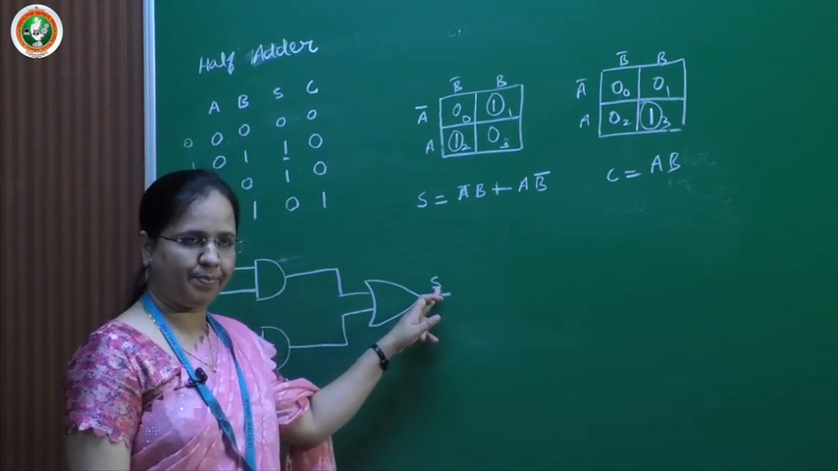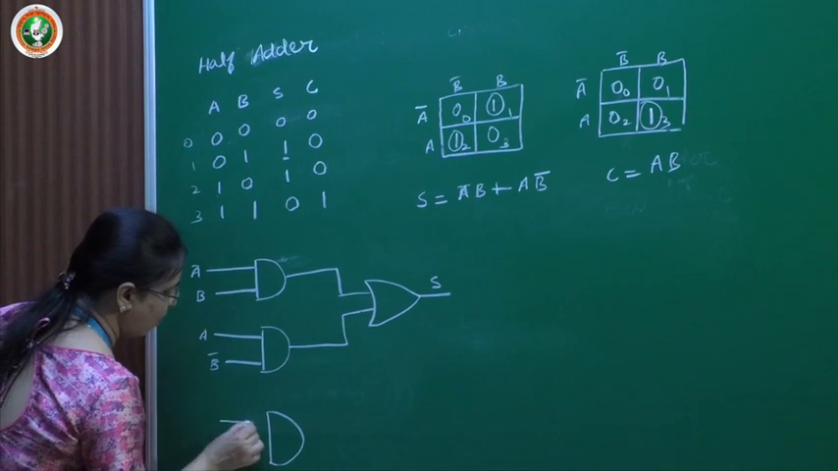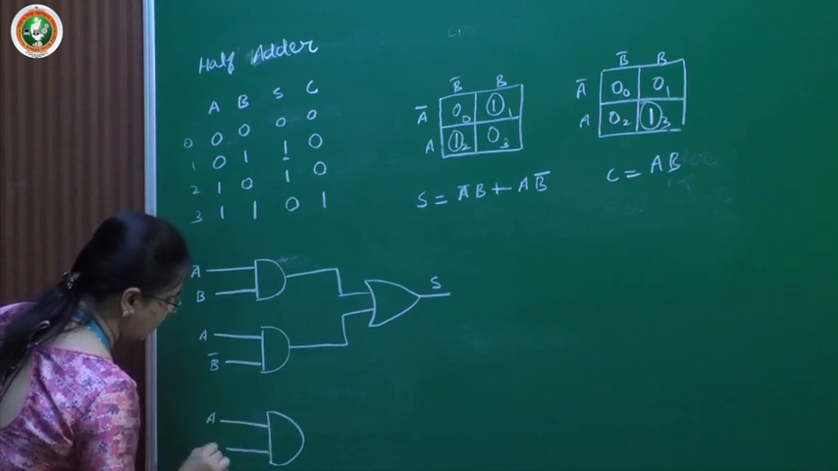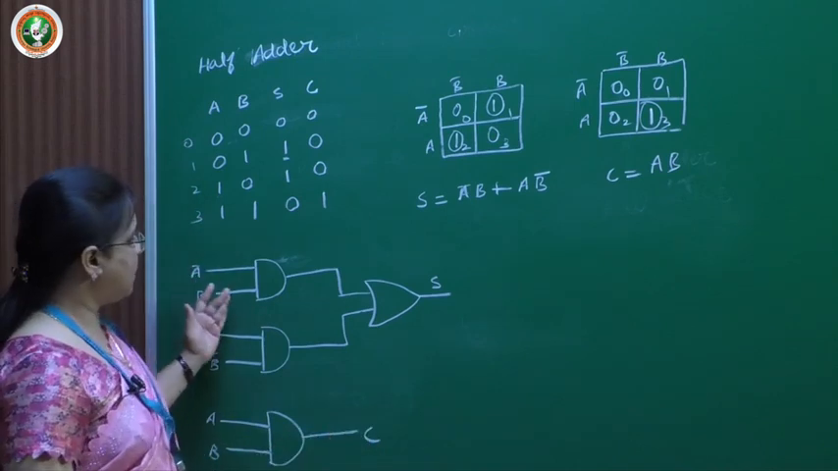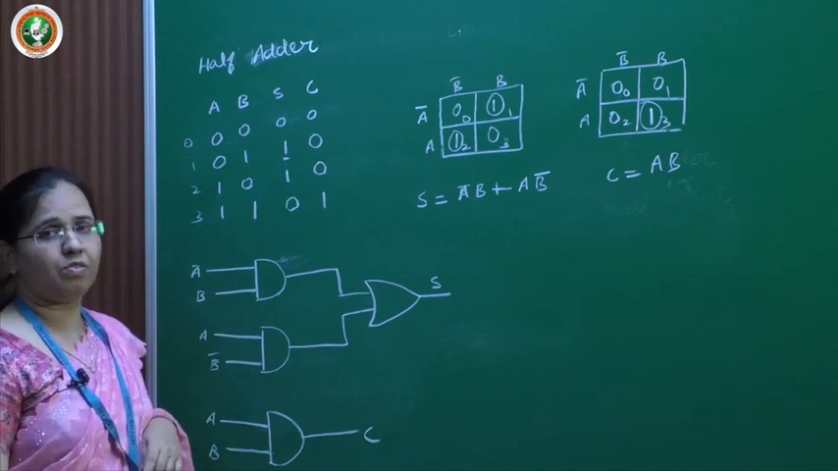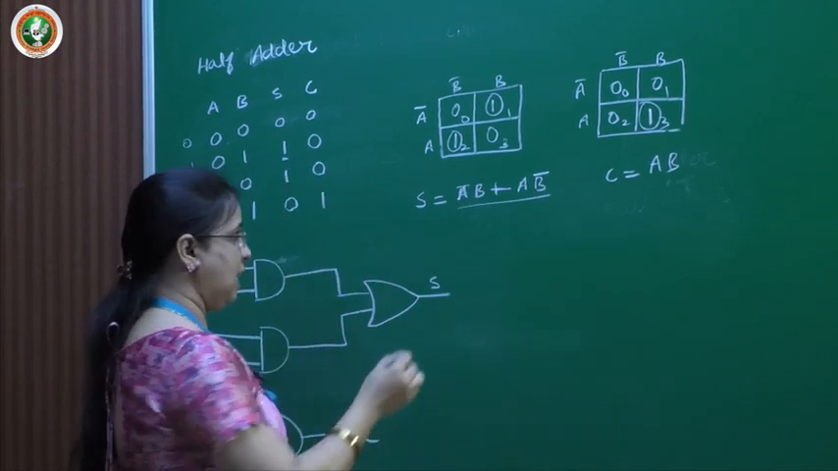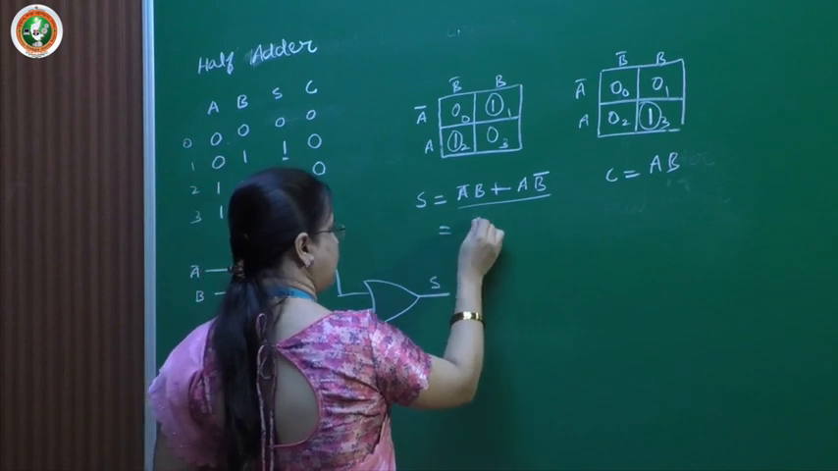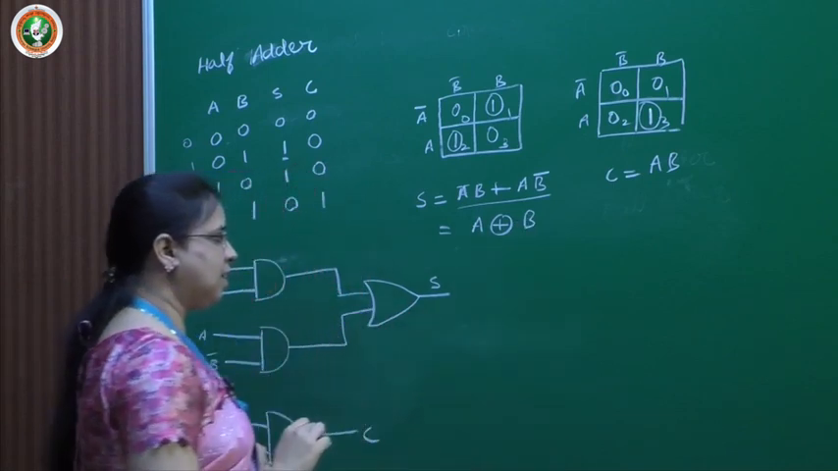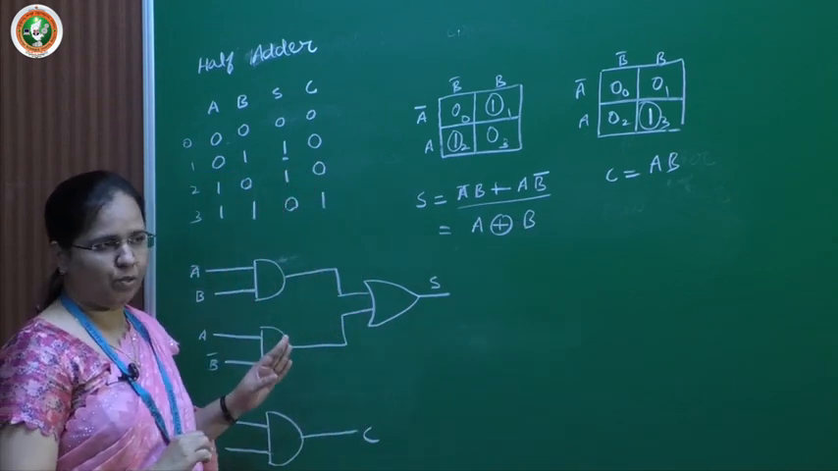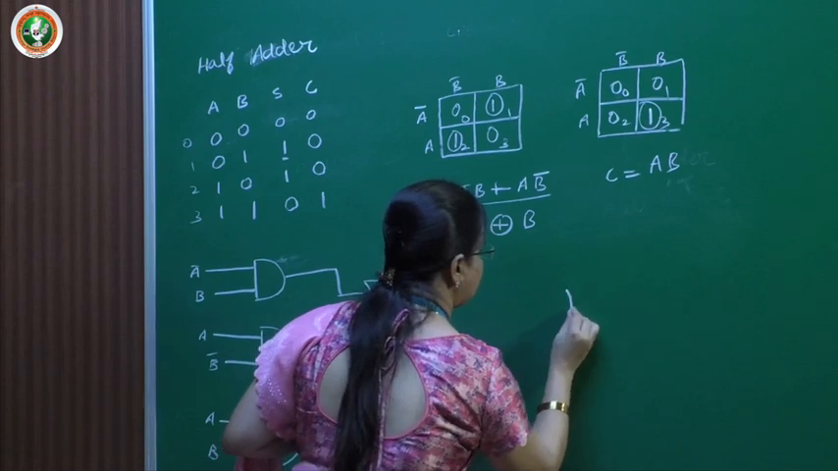output variable sum. In a similar fashion, I can use just a simple one AND gate to obtain the logic circuit for our carry. We can represent this sum and carry by making use of other gates also. If you observe this particular equation of sum, this A dash B and A B dash is equivalent to A XOR B. So, now I can construct a half adder by making use of an XOR gate and an AND gate. So, I am going to take one XOR gate.